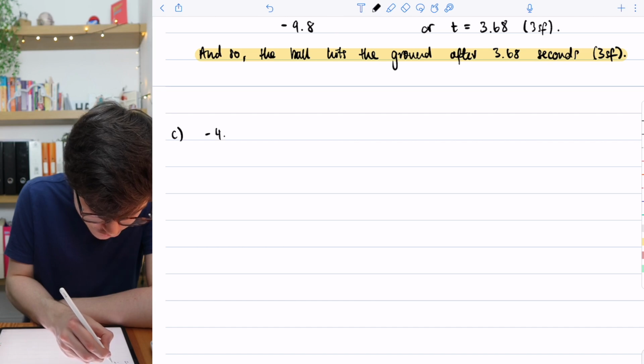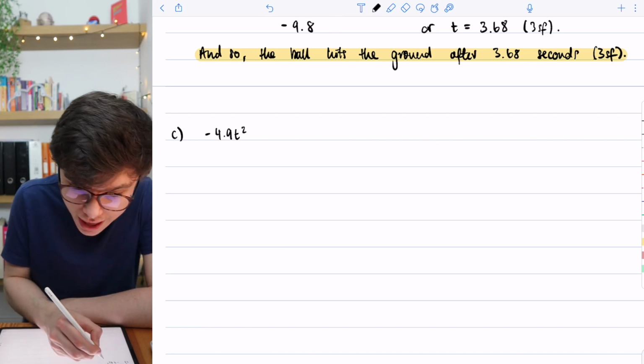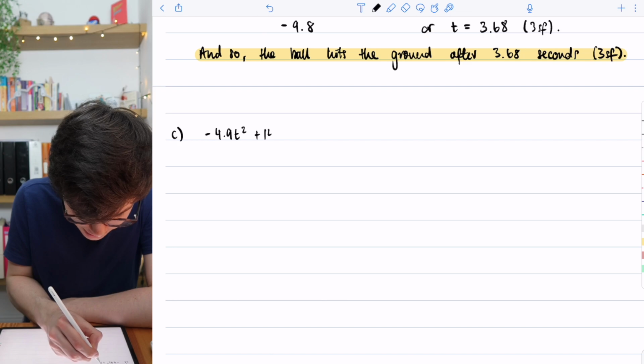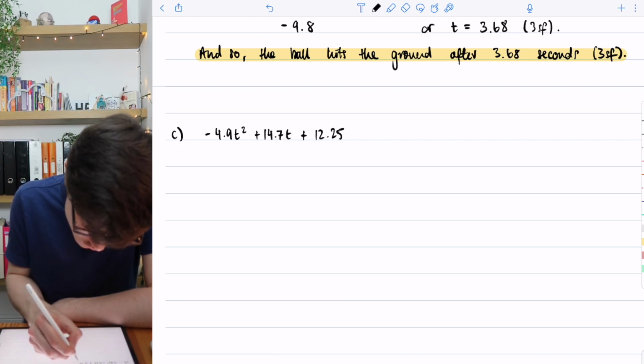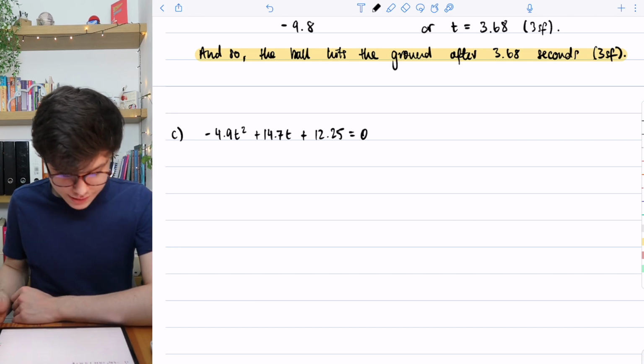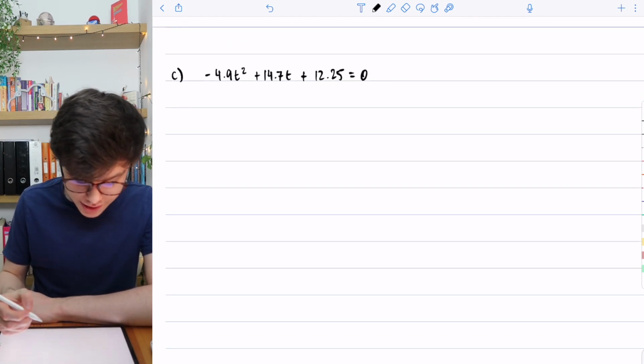It is minus 4.9t squared plus 14.7t plus 12.25 is equal to 0. Okay, so completing the square.